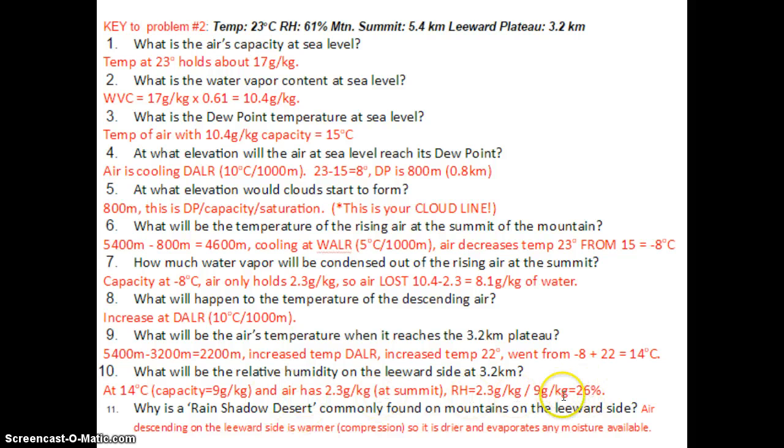And the rain shadow desert is a result of descending warm air, which is going to be drier. It's going to evaporate any moisture available. And there are 2 talk-throughs of the practice problems from what we're doing in class.